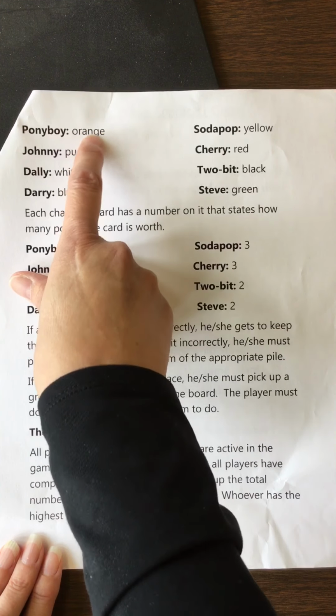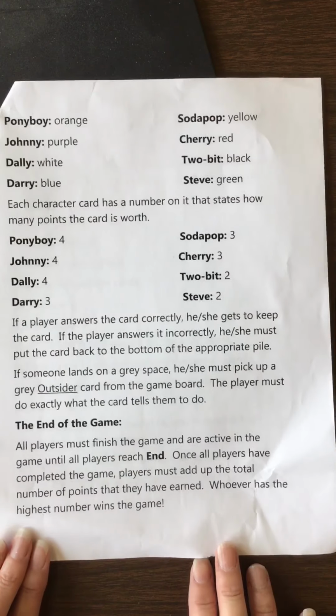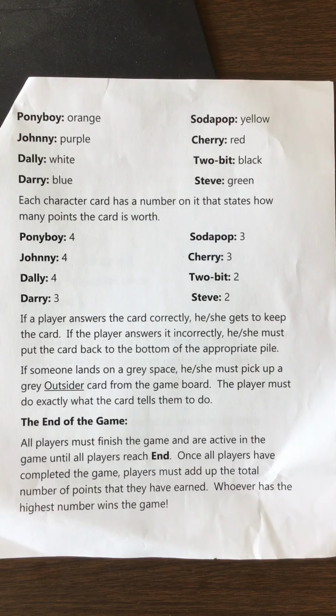All the orange cards were related to him. So she included all that special information that people will need to know to play her game. So when they're answering the orange colored card, they know it has something to do with a character named Ponyboy.